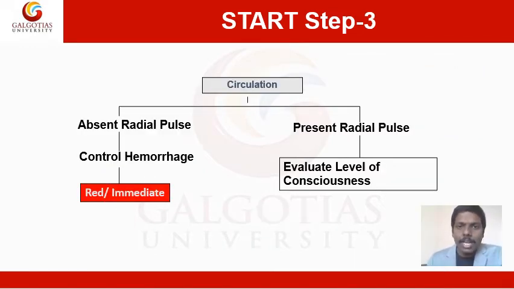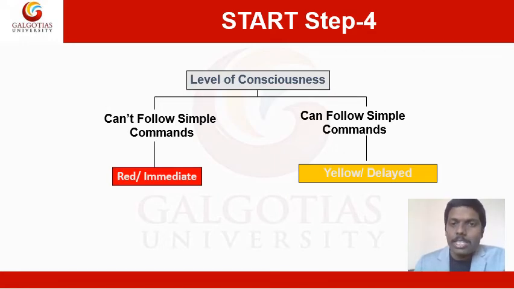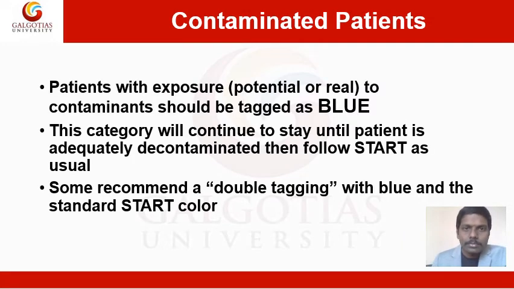Step 3 of triage is circulation. If he has proper circulation, then he can be evaluated for consciousness. If he has no circulation or the radial pulse is absent, then he needs immediate, red-colored triage. The fourth step of triage is the level of consciousness. If the patient is conscious, then he can go for yellow triage. If he is not responding to commands, then we need to go for immediate triage.